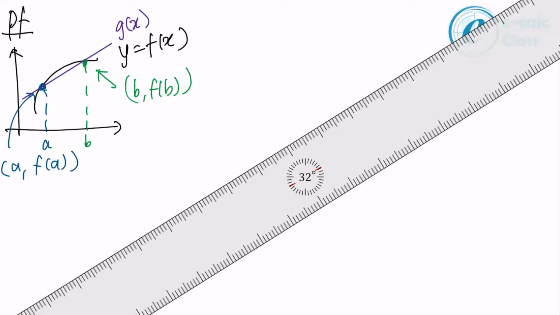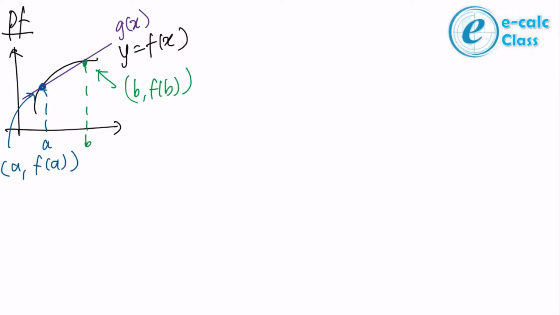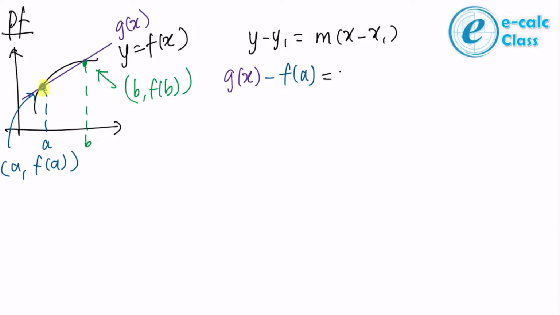Alright? So, you know that for a straight line, it is y minus y1 equals m times x minus x1, right? So, if I call my purple line g(x), and my reference point is this one, point A, then I just write g(x) minus f(a) equals the slope, which I still don't know yet but I will know later, times x minus my x1, which is a.